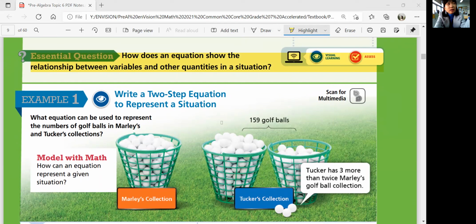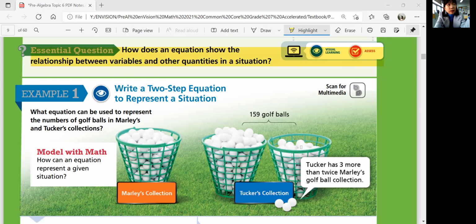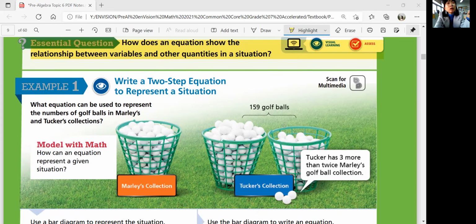Example 1, write a two-step equation to represent a situation. What equation can be used to represent the numbers of golf balls in Marley's and Tucker's collection? So now we have different examples. Marley's collection is this one. We're doing the same example. Tucker has 3 more than twice Marley's golf ball collection, but now we know Tucker has 159 golf balls.